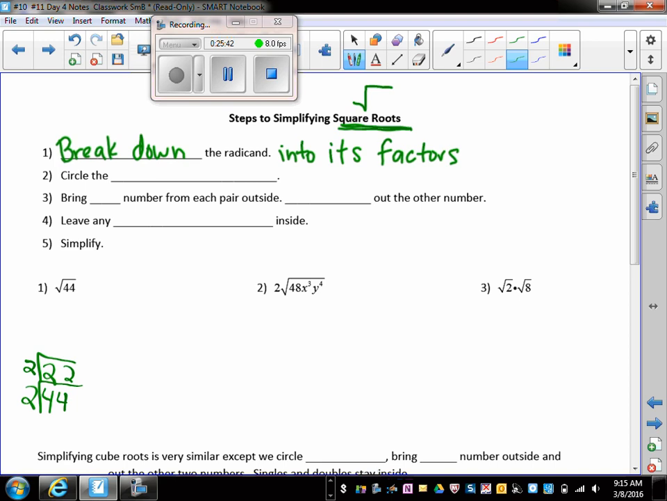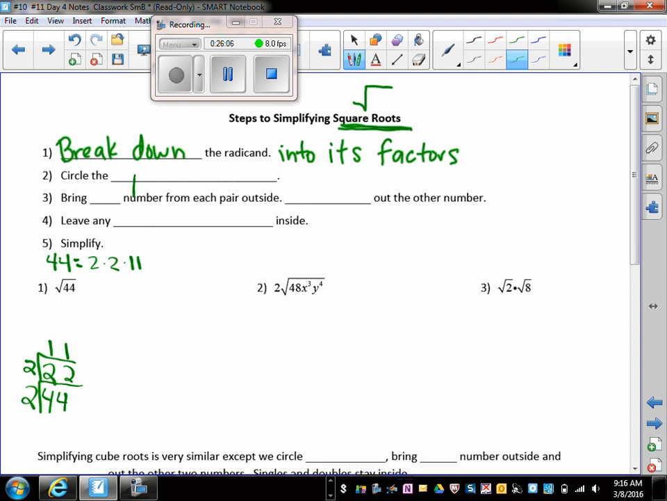Alright. 2 goes into 2 how many times? 1. Good. And 2 goes into 2 how many times? Good. Can we break down 11 at all? No. Alright, so we've broken it down. 44 is the same thing as 2 times 2 times 11. That's what we mean by break down into its factors. We have 2 times 2 times 11.